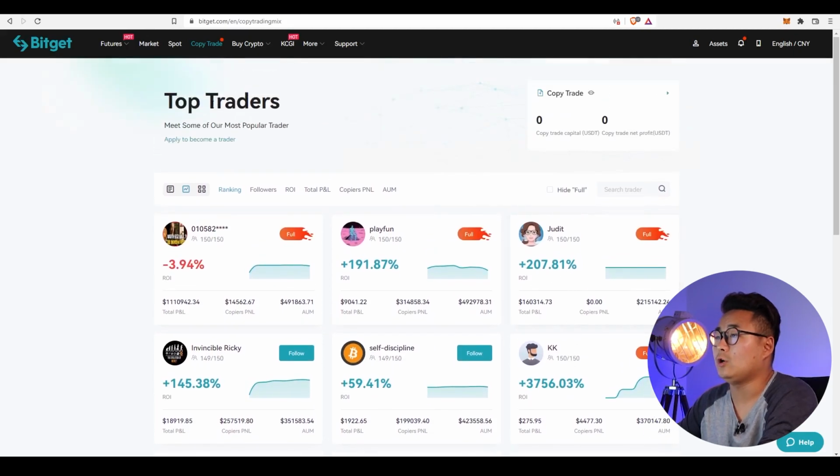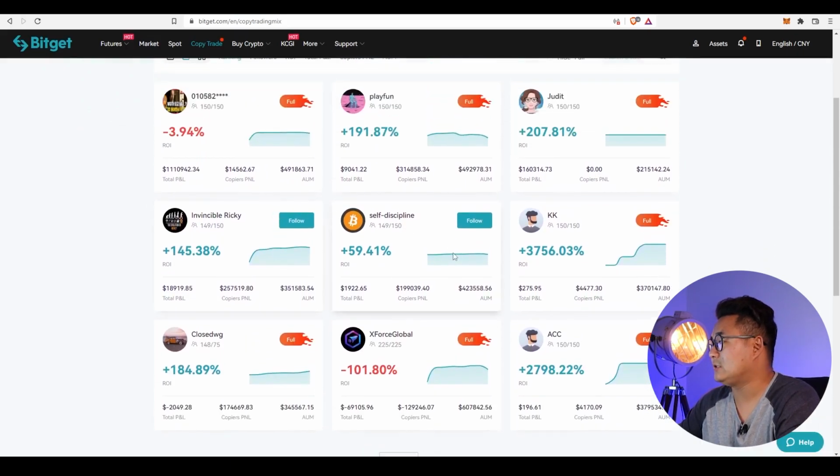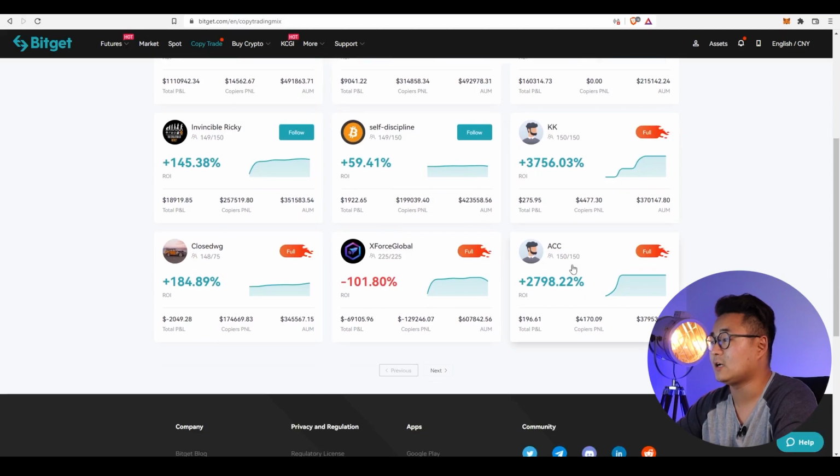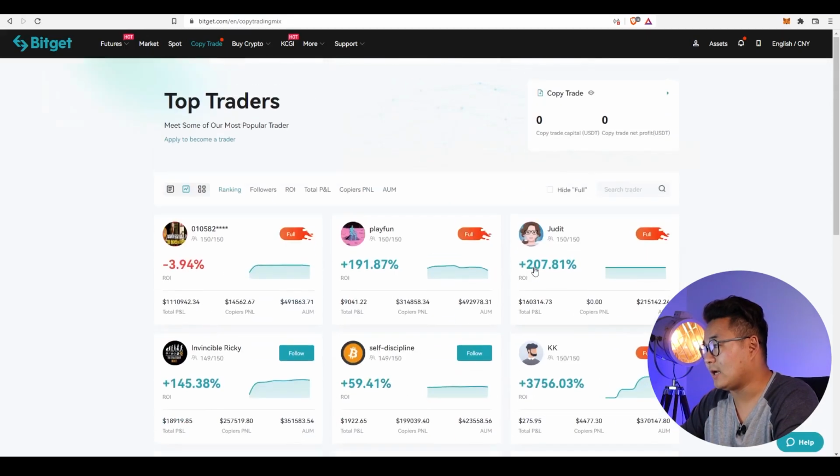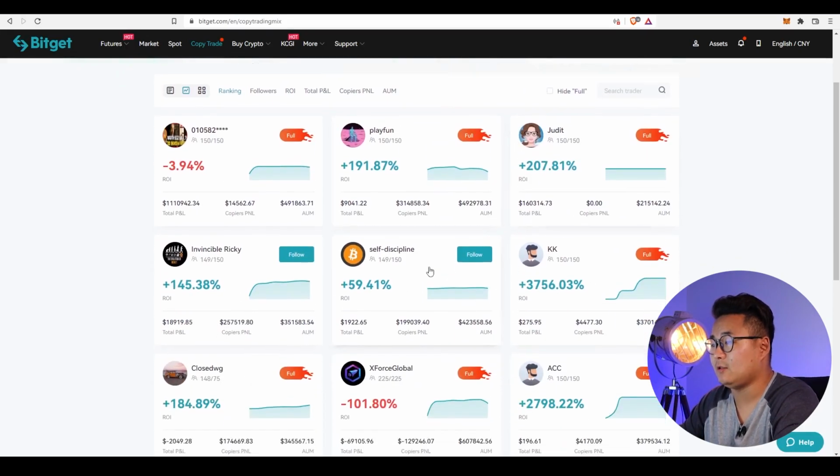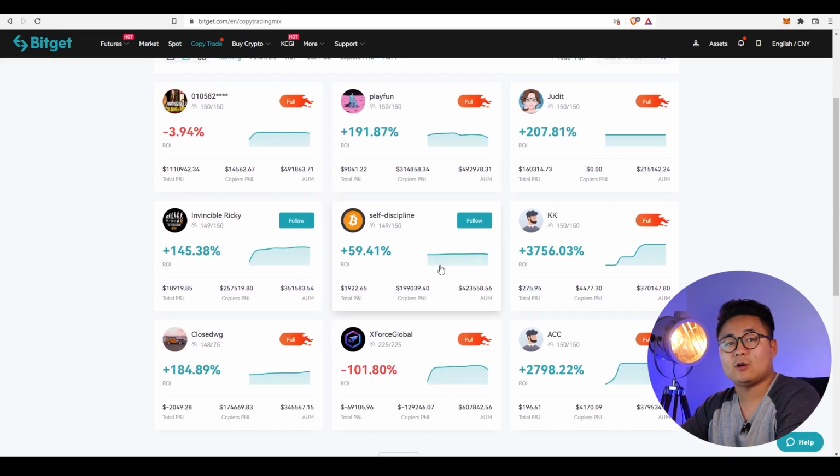So what you're going to do is first sign up on Bitget by using the link in the description below. Second, once you've created your account, head over to the copy trade section in Bitget, and this is the section that you're going to see. Here, you're going to see a lot of traders and a lot of fancy looking numbers, 3,700%, 2,700%. This guy lost 100%. That's not good.